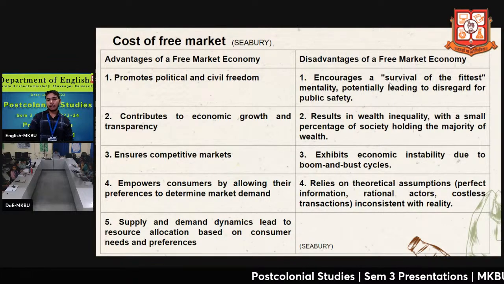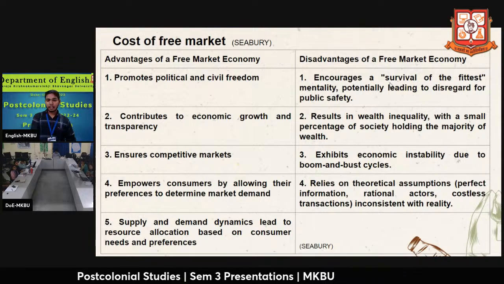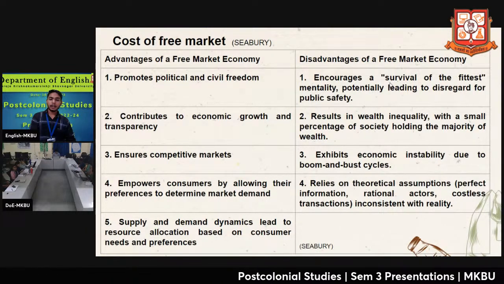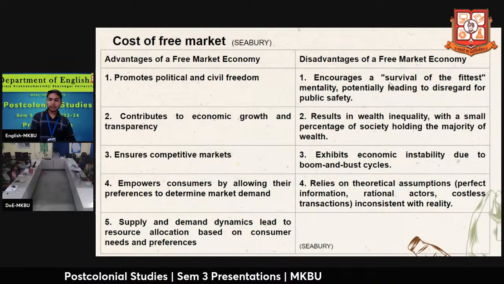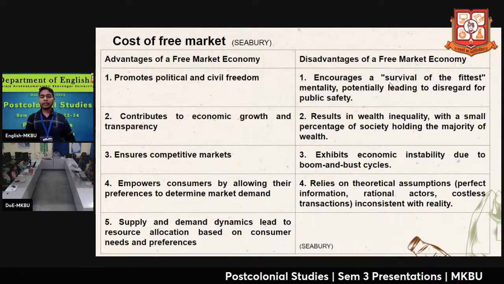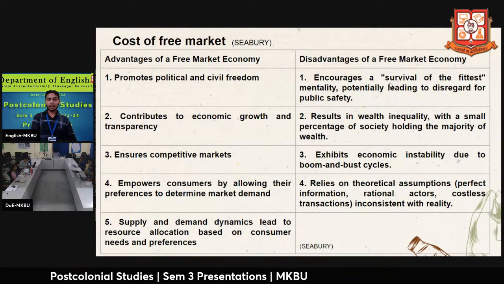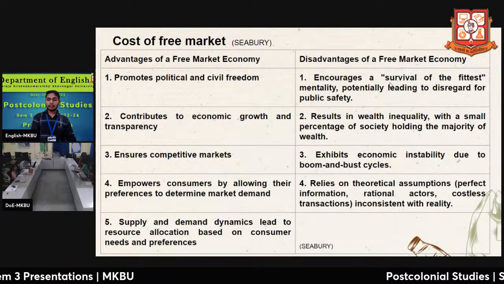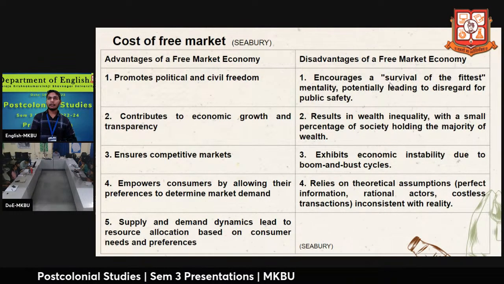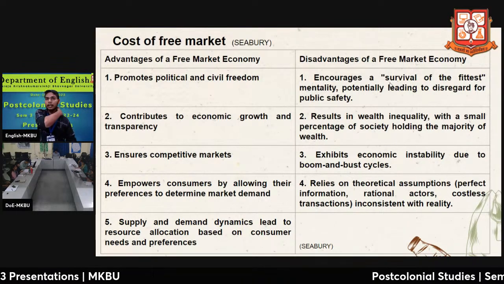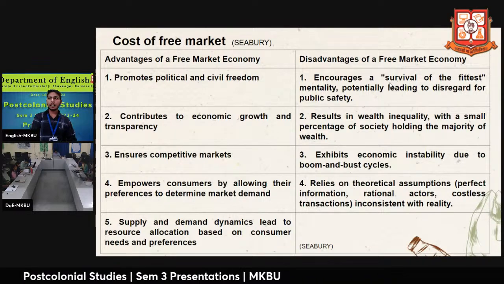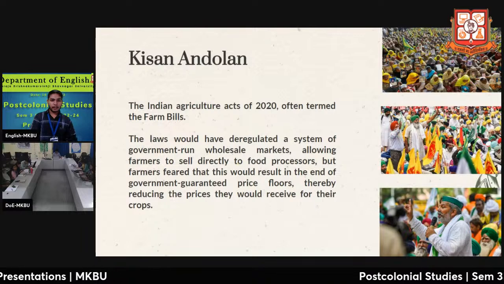It will create these norms and styles, and that will create the economic boom in the supply and demand market. Relies on theoretical assumption: perfect information, rational actors, costless transaction, inconsistent with reality. It will create an image of that marketing system, that it will represent us like they are giving perfect information, and they will choose rational actors that are in the public side, and they will do marketing, and that's how they are also giving an elusiveness into it.